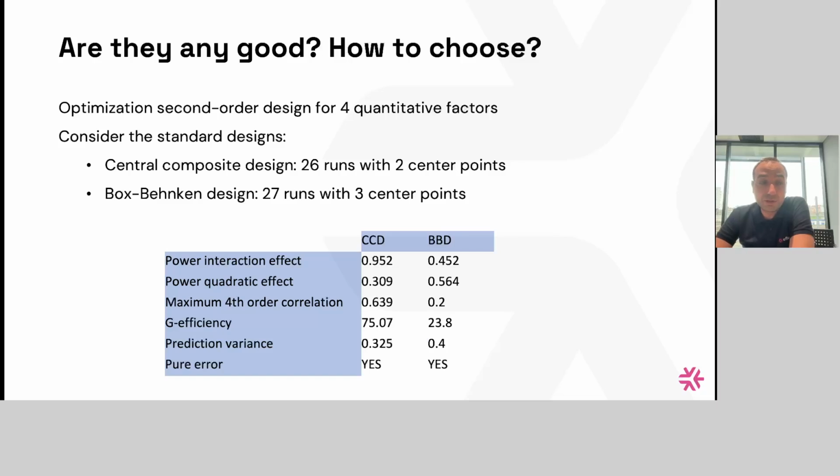The maximum fourth order correlation, which is high for the CCD, low for the BBD, as we have seen previously with the slide with the 3 color maps. G efficiency much higher for the CCD. Prediction variance similar, and the pure error can be estimated because both designs have multiple center points.